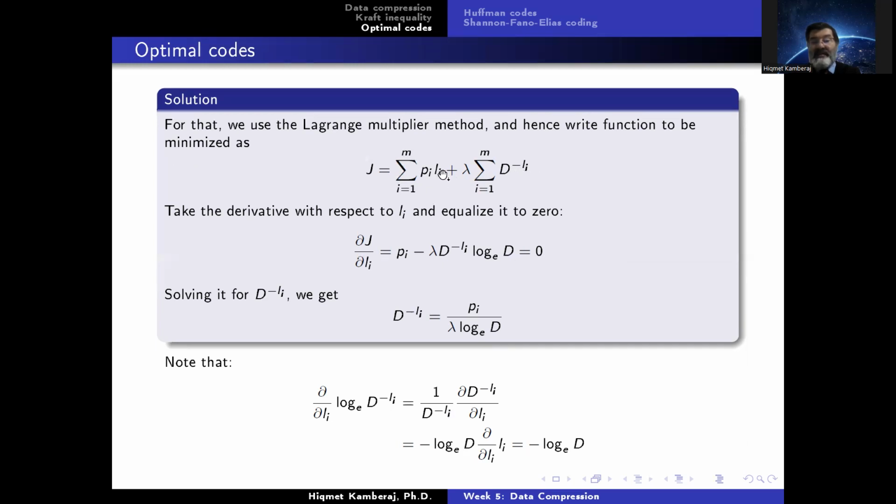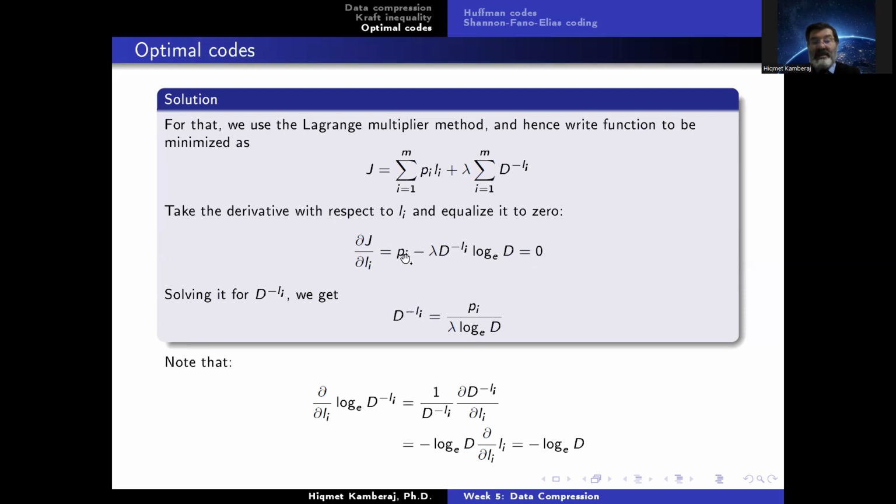The first is the function which is the subject of minimization. And the second term is the condition that the lengths must satisfy, which is Kraft's inequality condition, times some multiplier, which is called the Lagrange multiplier. Now, the procedure goes as follows. First, we take the derivative with respect to the variables, which are the Li's, and equalize it to 0. So we take the partial derivative of J with respect to Li.